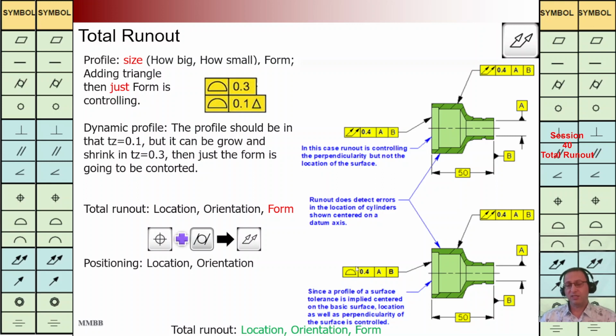As we can see here, the TZ for profile is 0.4. It means the form is going to change in that interval. It is a little bit wide interval.